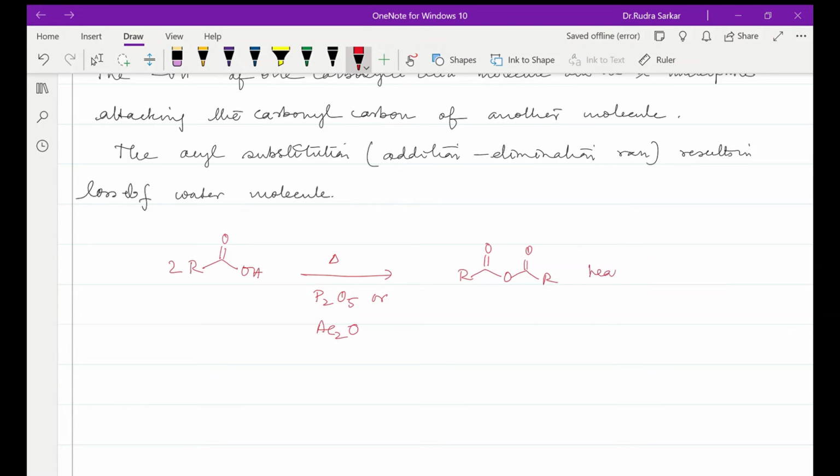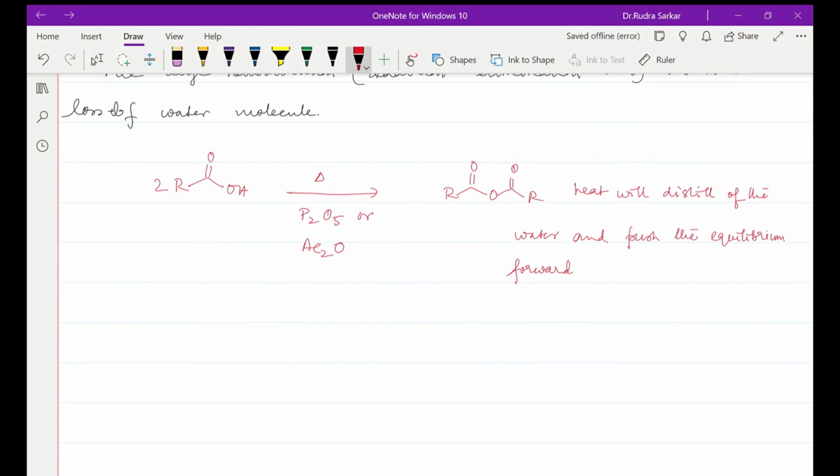Now heat here basically distills off the water and pushes the equilibrium forward. Okay, and any amount of water that will be left will be taken up by this drying agent over here.